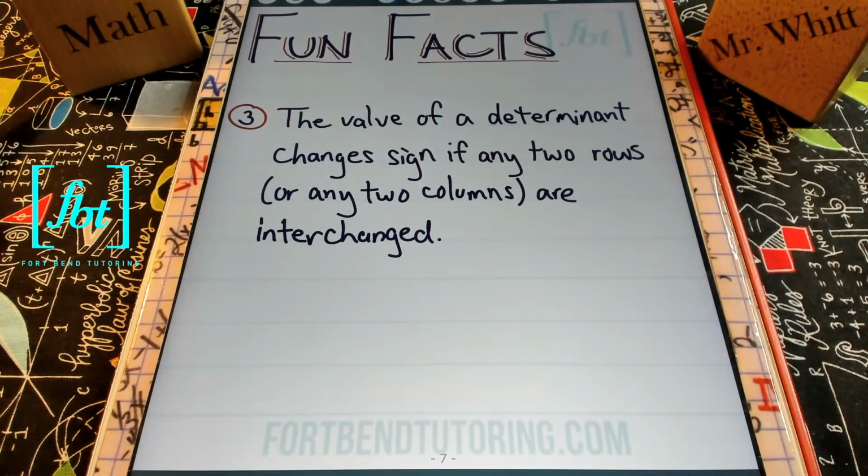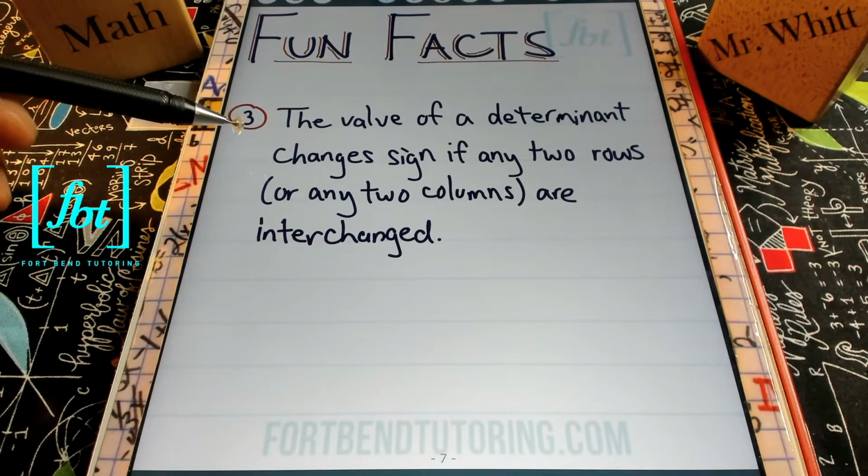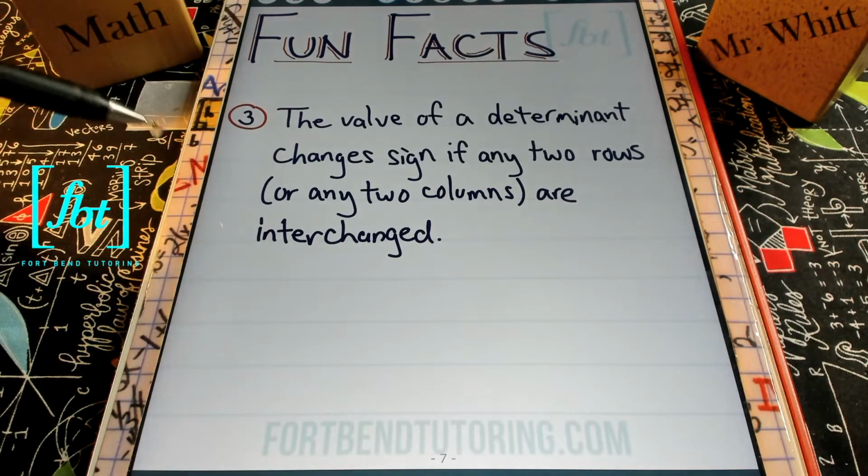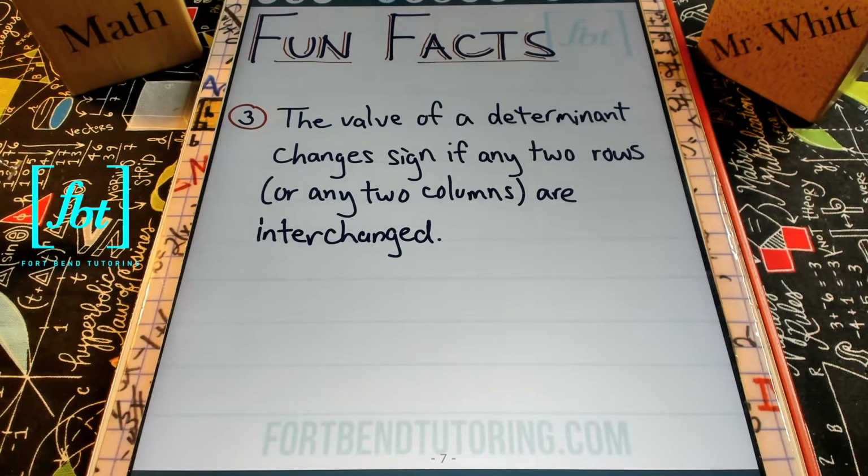The value of a determinant changes sign if any two rows or any two columns are interchanged. Once again, by swapping rows or columns, you're changing the value of the determinant, meaning that I personally will be avoiding this particular rule in the strategies that I'll show you today. It's not that you can't do these strategies successfully. It's just that I want to minimize the process as much as possible, okay?